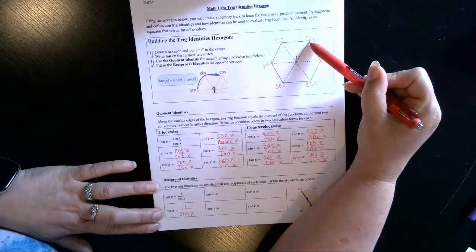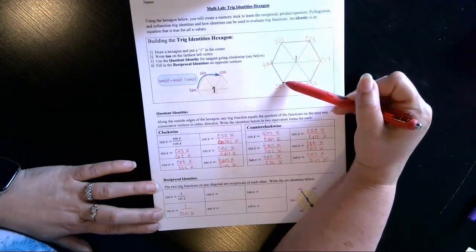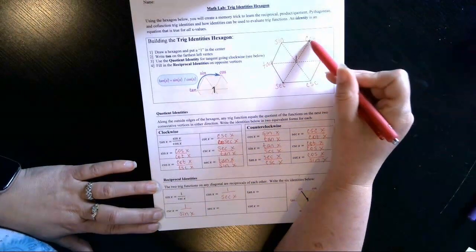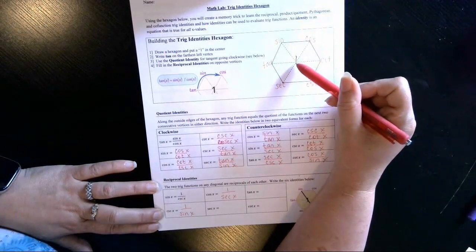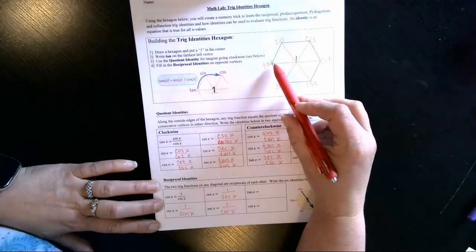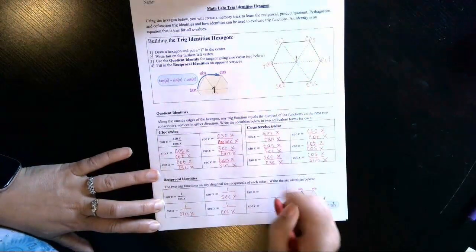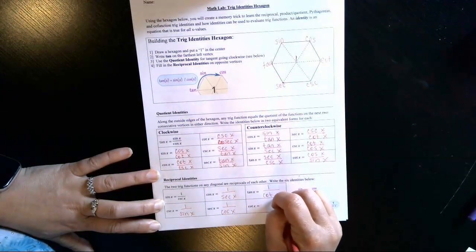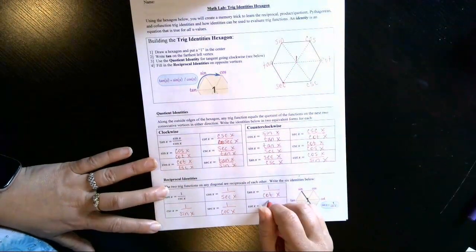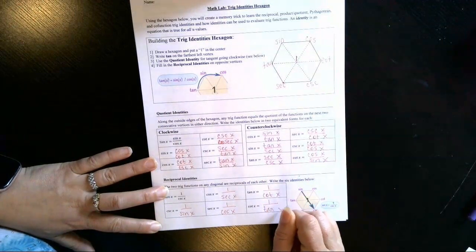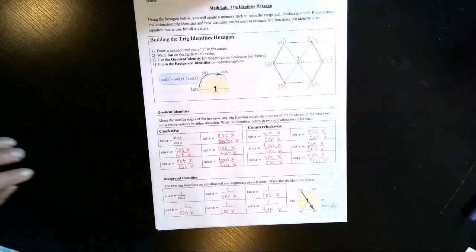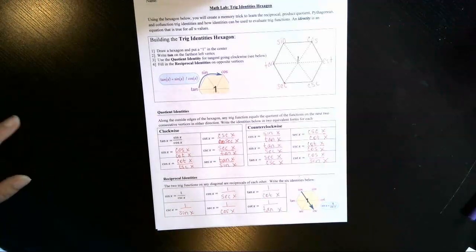Then on our cosine vertex, cosine is 1 divided by the secant. And then secant going the opposite direction, the secant of x is equal to 1 divided by the cosine of x. Okay, and then our tangent is 1 divided by cotangent. And then the last would be cotangent equals 1 over tangent of x. Okay, and those are the 6 reciprocal identities that we can get from the hexagon by going through the diagonals.